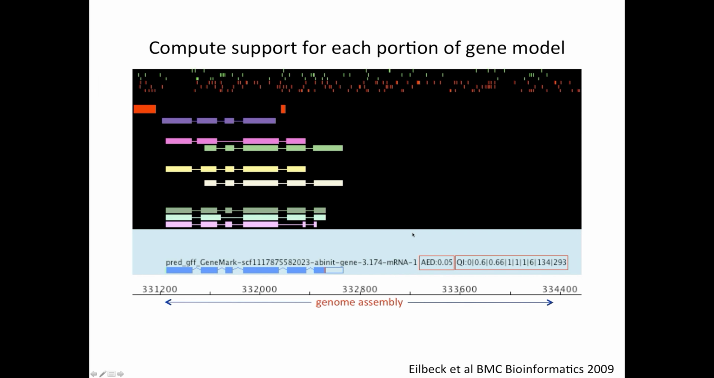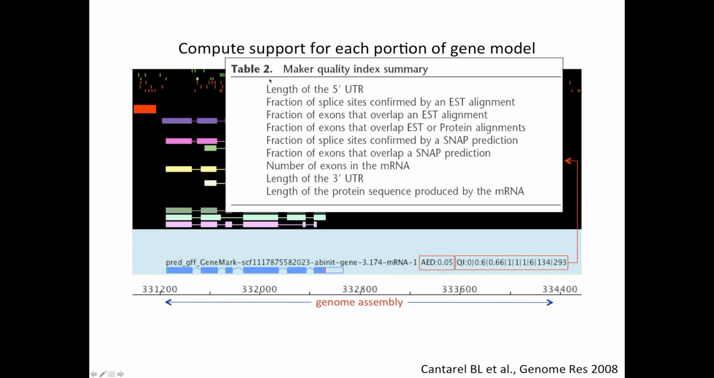In addition to that, Maker outputs a number of metrics that can be useful in quality control and selection of your best set of gene annotation models to start with. Okay, so we can't see these down here too well, so to just highlight some of those metrics that Maker gives you: length of the UTR, the fraction of splice sites confirmed by ESTs, fraction of exons that overlap ESTs, length of other UTRs, number of exons, length of the protein, and so on and so forth. There's also an AED value here, which I'll talk a little bit more about in a few slides.